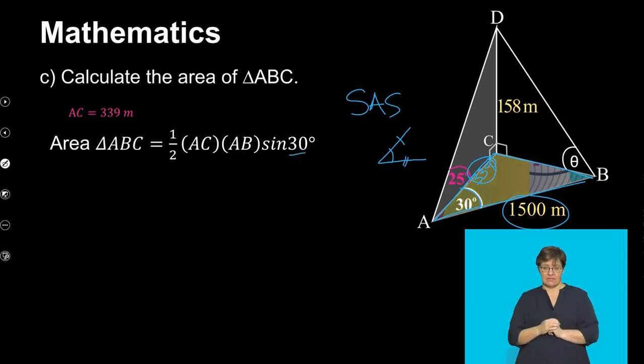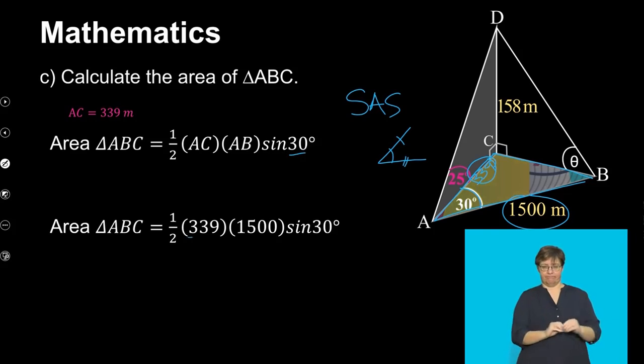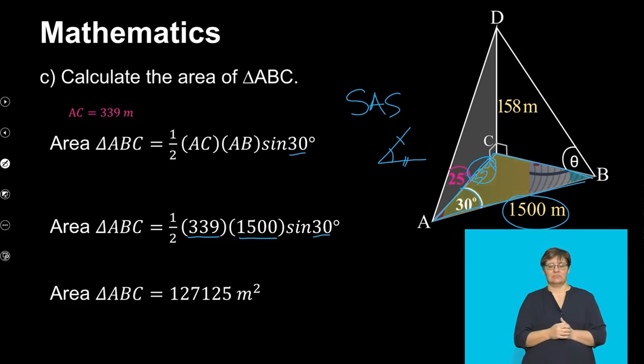All that's left to do is now put in our values. AC is 339, AB is 1,500, and the sine of 30. I think the calculator work in this one is pretty simple, so I'm not even going to do it right now. We're going to end up with our area being 127,125 meters squared.